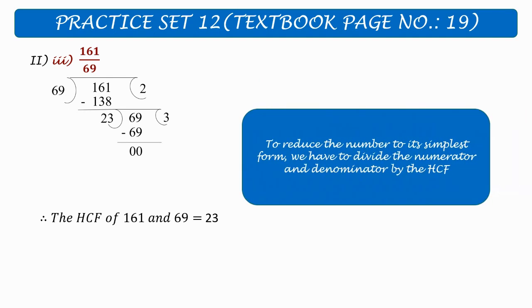Again, to reduce the number to its simplest form, we have to divide the numerator and denominator by the HCF. So therefore, 161 upon 69 will be equal to, we have to divide it by HCF 23. So it will be 161 divided by 23 upon 69 divided by 23. We get 7 upon 3. So we can say that 161 upon 69 in its simplest form is 7 upon 3.